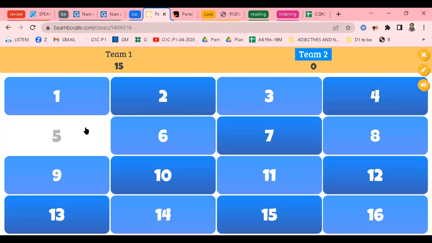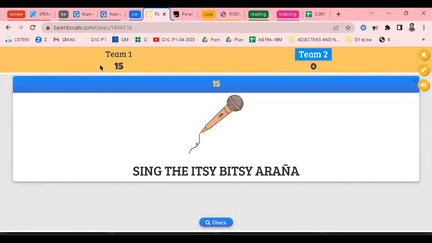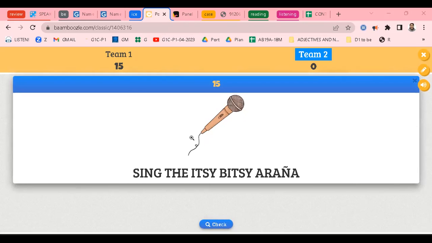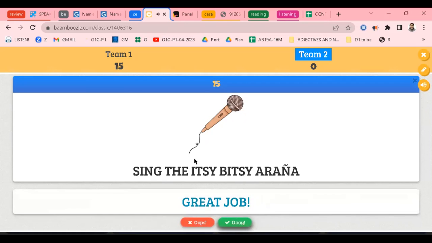Okay, team two, please pick a number. Number seven. Okay, nice. Sing the Itsy Bitsy Araña. ¿A quién se recuerda la canción? O en inglés, ¿quién se la puede? La araña. Vino la lluvia y se la llevó. Algo así. Excellent, ganamos. So I'm gonna send you the song. Le voy a enviar la canción después.